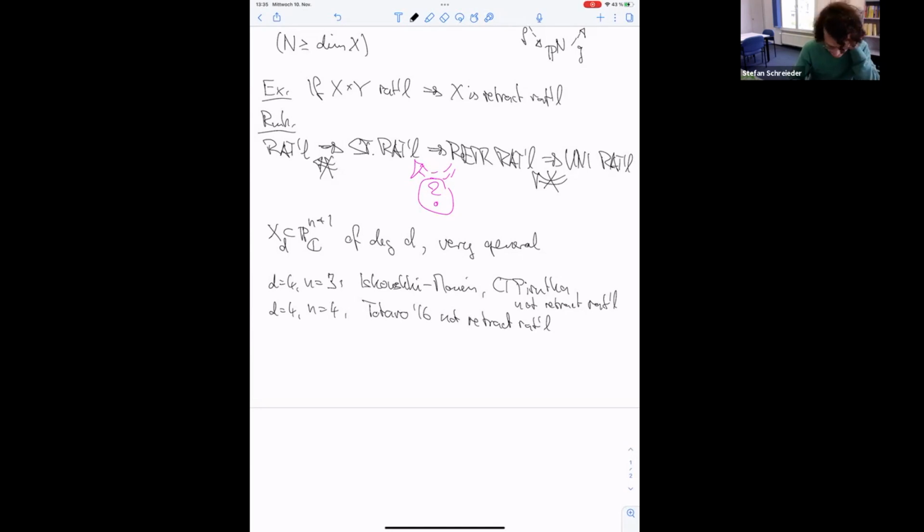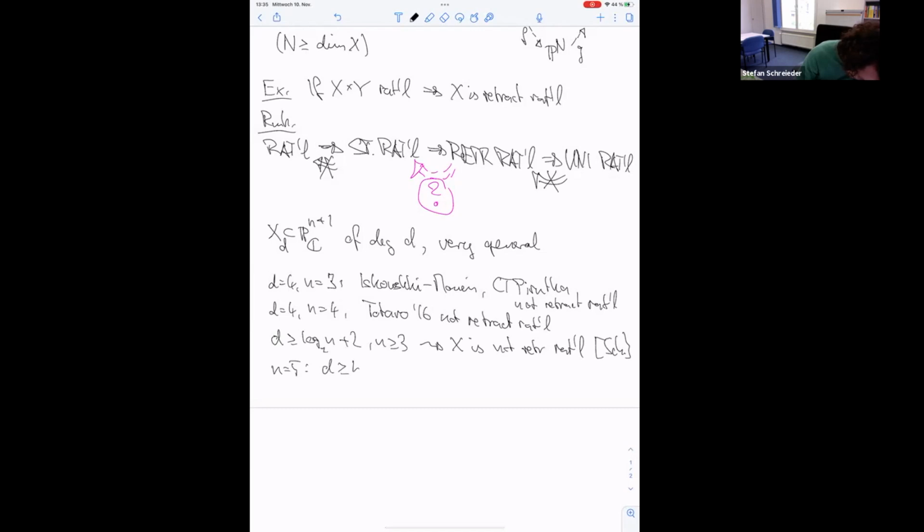And Totaro has a linear bound that improved the linear bound of Kollár, and an improvement of this due to myself that says that if D is bigger or equal than the log 2 of n plus 2, and the dimension is at least 3, then X is not retract rational. All right, so what happens if one puts n equals 5 here in this formula, then one gets D bigger or equal 5.